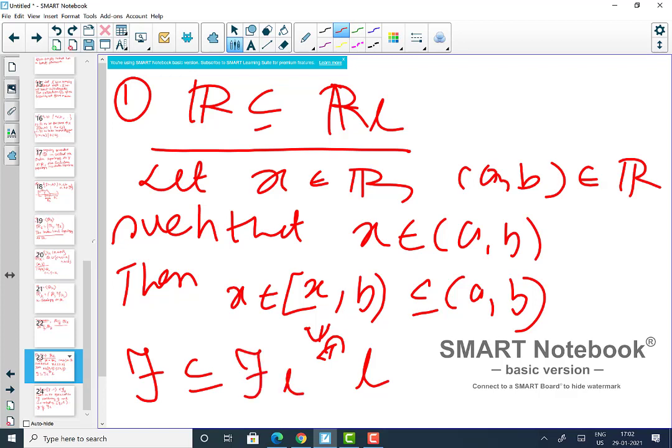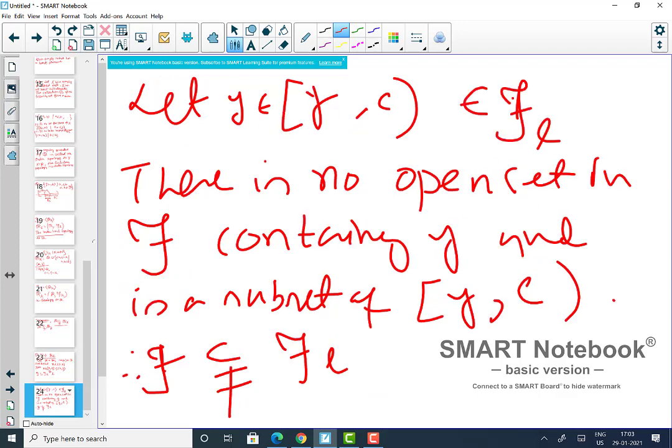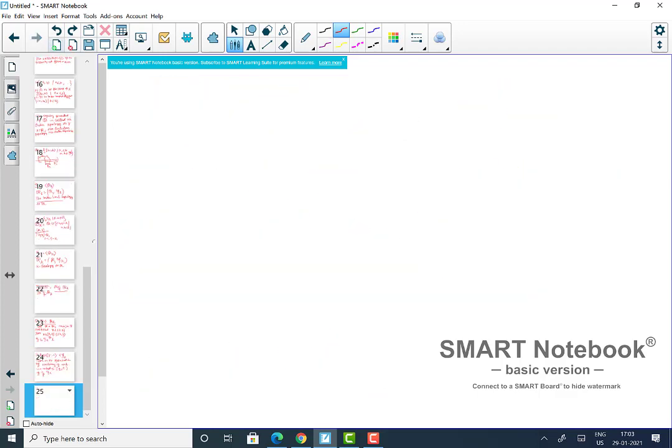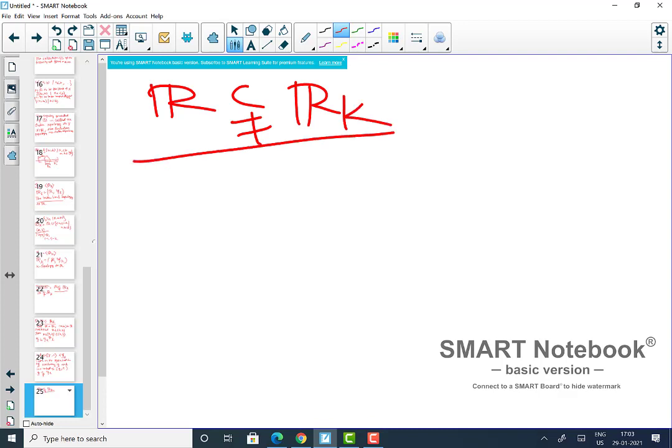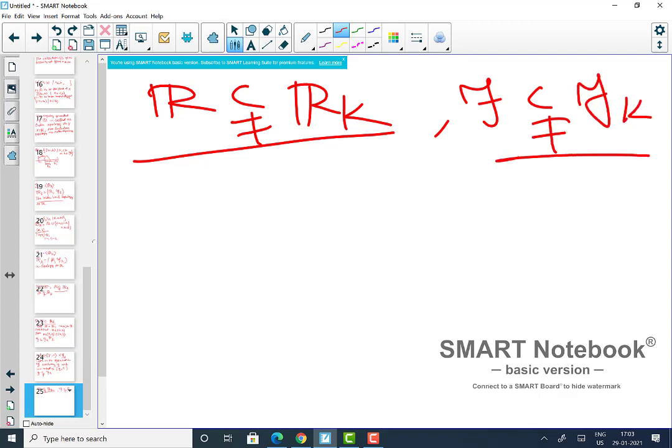Okay, so this is the first proof, and the second proof, for the K topology, you can similarly prove as well. I mean to say that tau is also strictly coarser than tau K. When I say strictly finer, I don't mean that symbol.